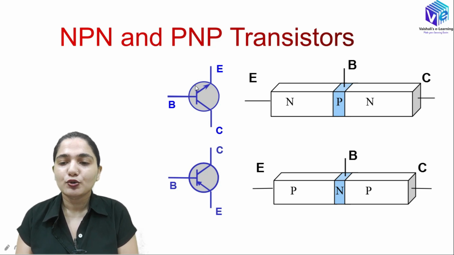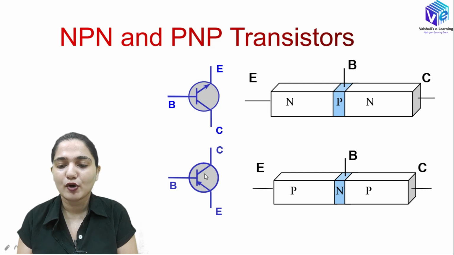There are two types of transistor, NPN and PNP. This is the symbolic representation of the NPN transistor, and this is the symbolic representation of the PNP transistor. Here you can see NPN, with emitter, base and collector. These are three layers sandwiched together, forming the transistor.